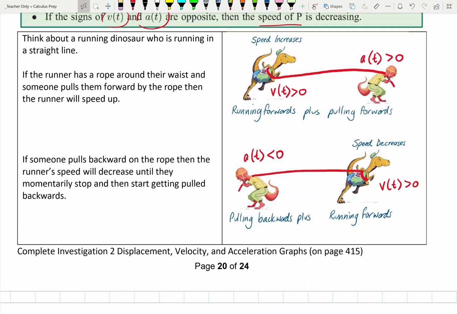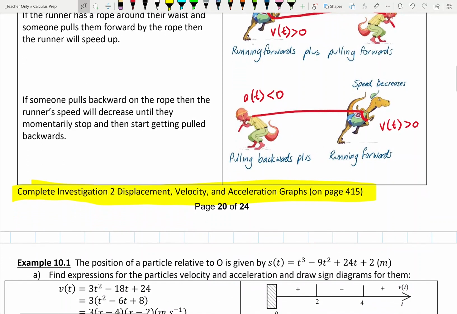All right, please have a look at the investigation 2, displacement, velocity, and acceleration on page 415. And then in the next video, we'll have a look at example 10.